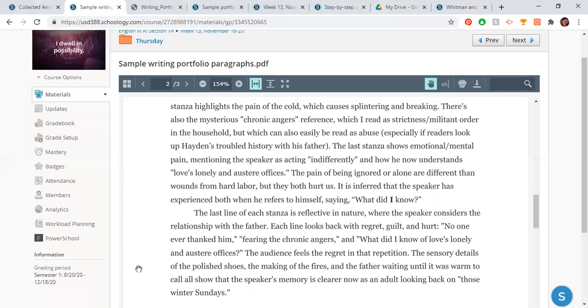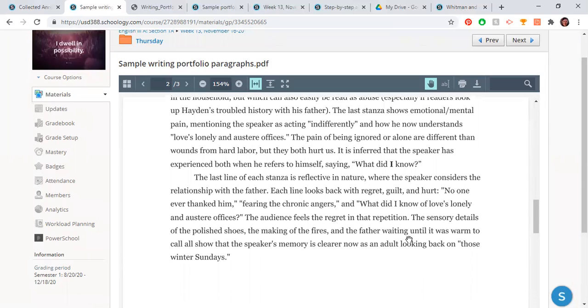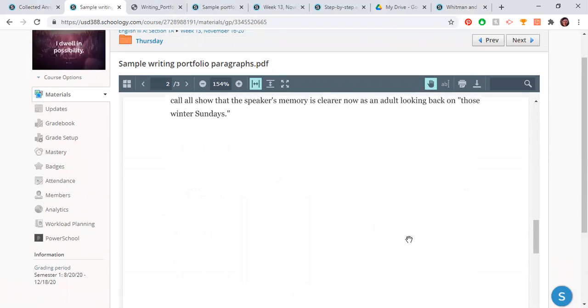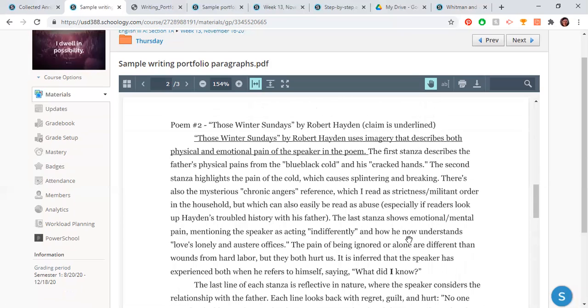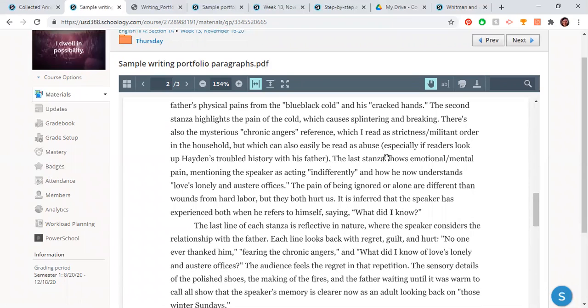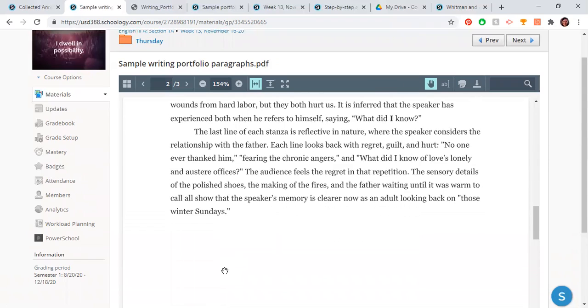The sensory details of the polished shoes, the making of the fires, and the father waiting until it was warm to call all show that the speaker's memory is clearer now as an adult looking back on those winter Sundays. So, second thought here, this has a lot to do with structure and form, although you'll notice that this isn't specifically referring to the lines by numbers, and so it's a little bit harder to see the reference.